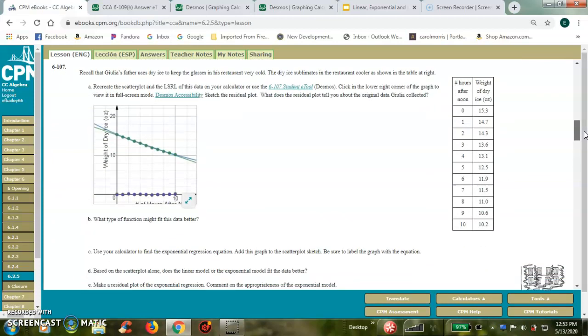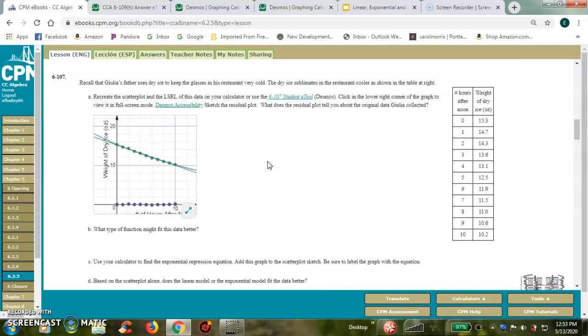I'd like to look now at model 107. So this is Julia's father. Remember, he had a restaurant. I don't think we did this problem, but he uses dry ice to keep glasses in his restaurant quite cold. And the dry ice sublimates, as shown in the table at the right.